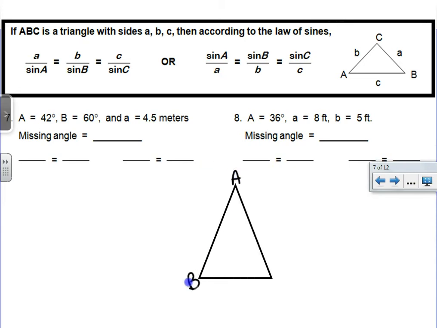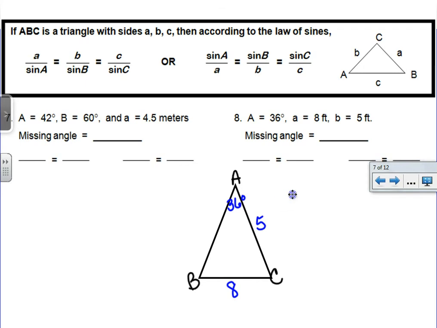Label it A, B, and C, generic little triangle anywhere. And this time they tell us angle A is 36 degrees, and then little a is 8, and little b is 5. Why is this different? They only gave you one angle this time. So unfortunately, we don't have that first easy step of 180 minus the 2 angles because we don't know 2 angles. So we actually have to jump straight into law of sines.